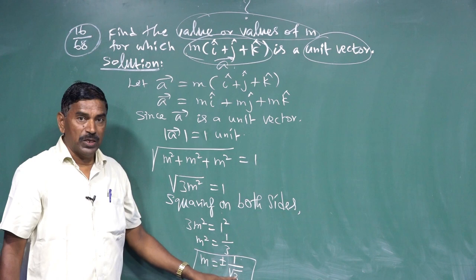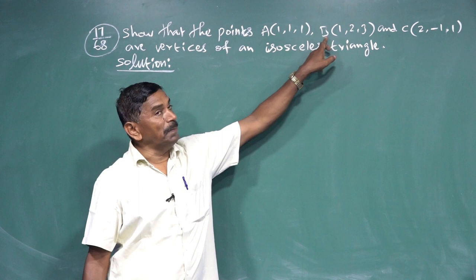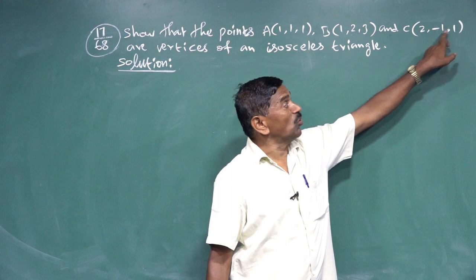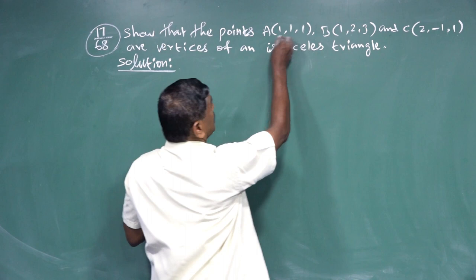Okay, children, listen. 17th question from exercise 8.2. Show that the points A (1, 1, 1), B (1, 2, 3), and C (2, -1, 1) are the vertices of an isosceles triangle.